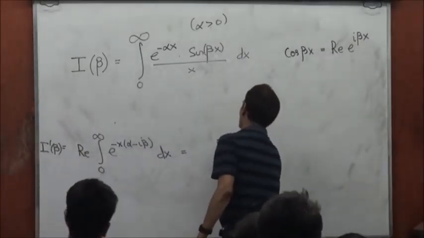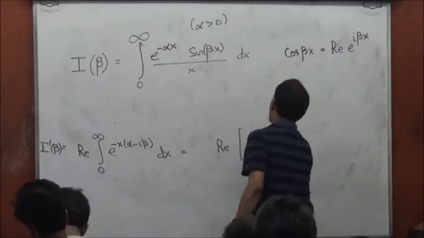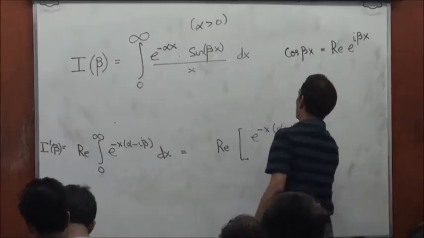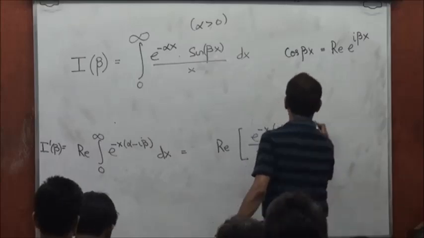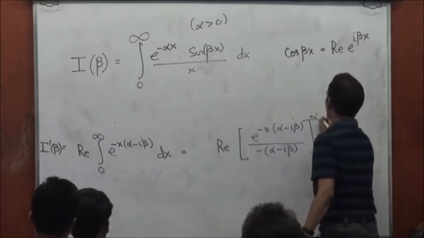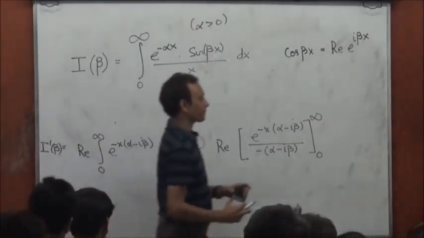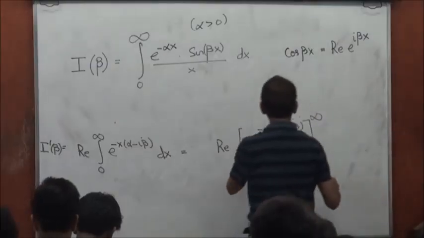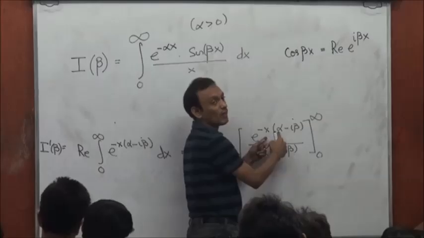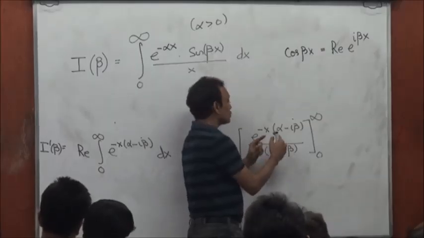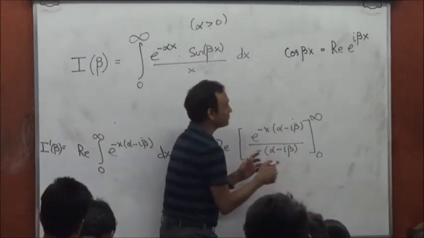Which then will turn out to be the real part of e^(-x(alpha minus i beta)) divided by minus (alpha minus i beta), where x changes from 0 to infinity. When x is infinity, this will be 0. When x is 0, this will be 1. So this would become 0 minus 1 by minus (alpha minus i beta).